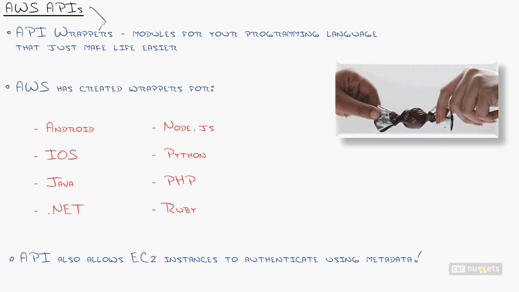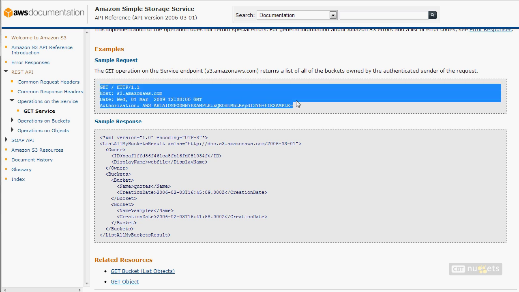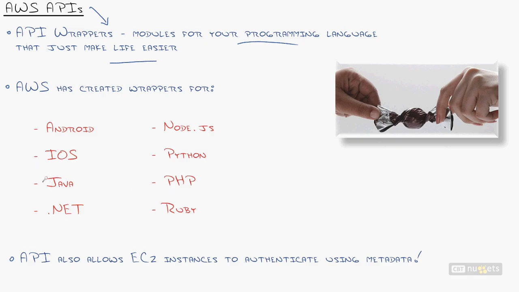So Amazon has also developed API wrappers, which are modules for your programming language to make it even easier. When you look at the API that Amazon has created, they have their own way of integrating and all that. So they might say, we want to make it even easier for you. So instead of typing in all this stuff, maybe you're developing an iPhone application that stores pictures from people taking photos using their iPhone in an S3 bucket that they can then download from their home.